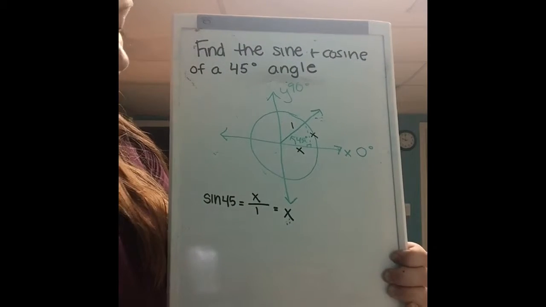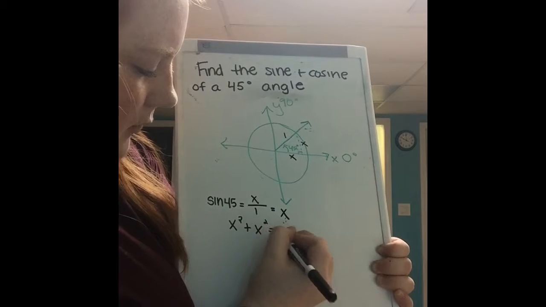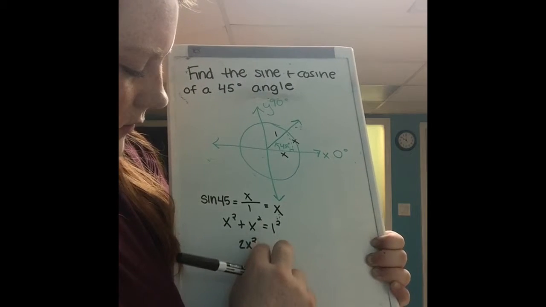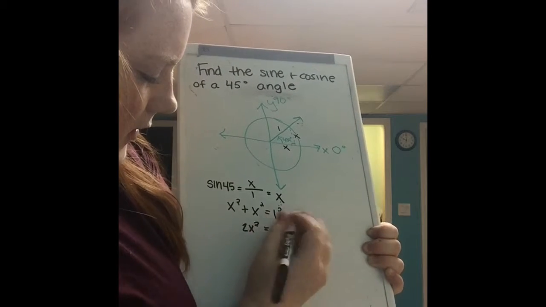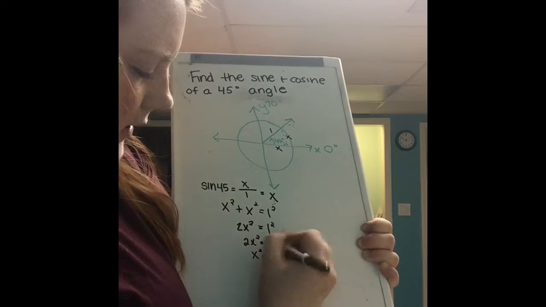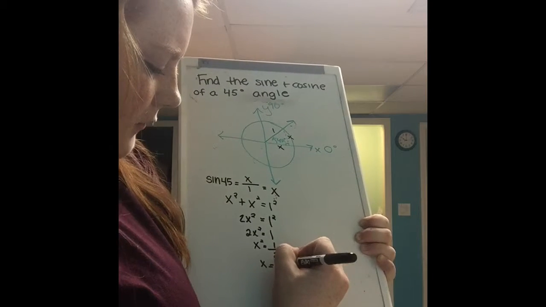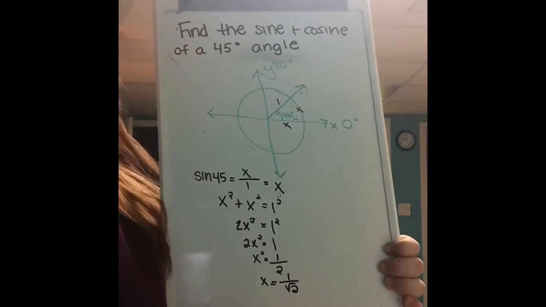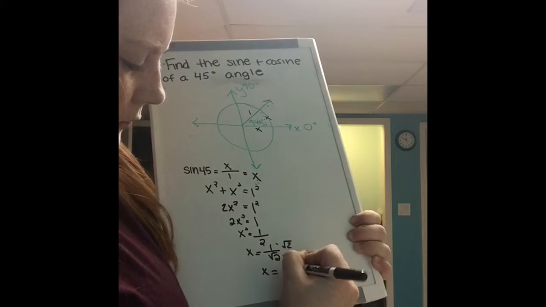So to solve algebraically, we would do x squared plus x squared equals 1 squared. So 2x squared equals 1 squared, which means that 2x squared equals 1. And if we divide by 2, it would be x squared equals 1/2. So now we would square root that, getting 1 over the square root of 2, as you can see there in the steps. Knowing that you always have to rationalize, multiply each side by root 2, getting that x equals root 2 over 2.